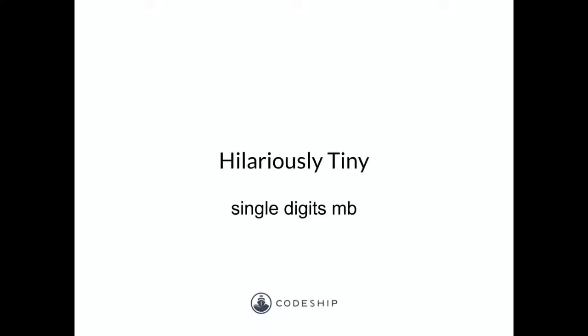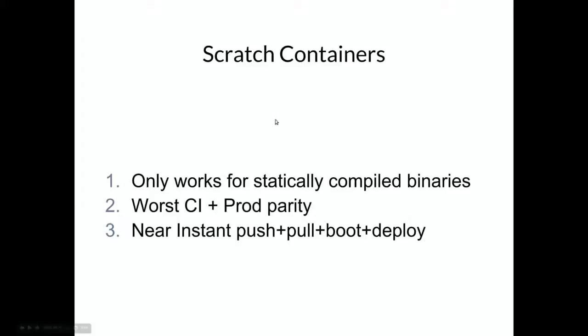So these are hilariously tiny. We're actually running in production a couple of Docker containers that are in single digits of megabytes. So 6 megs, 9 meg containers. It is just pretty funny. So this only works for statically compiled binaries. It also has the worst CI and production parity because unless you're running your tests with a statically compiled production binary with no debug symbols, you don't really have that parity. So again, like I said, this is throwing out some of the previous advice, but it's also really, really cool as an optimization. And it's near instant push, pull, boot, deploy. How long does it take one Amazon machine to send 6 megs to another Amazon machine? It's almost impossible to measure that, you know.